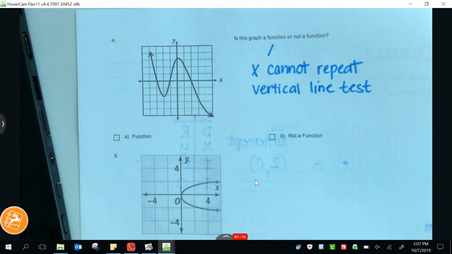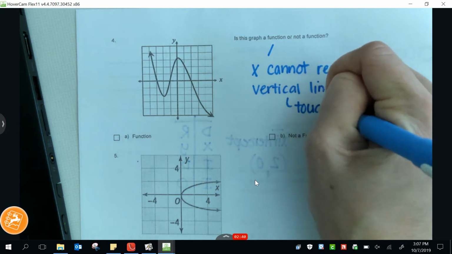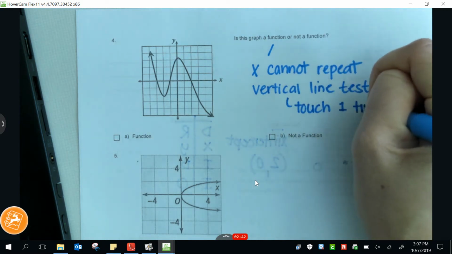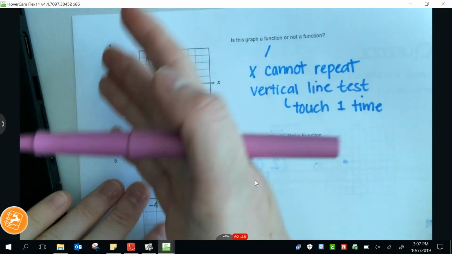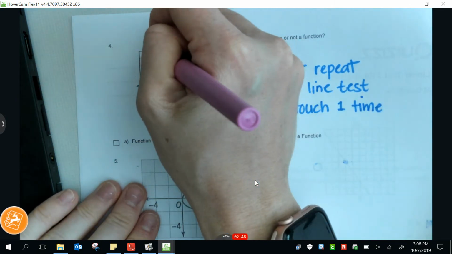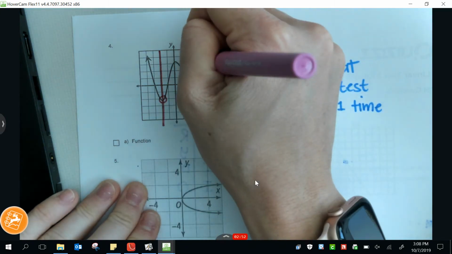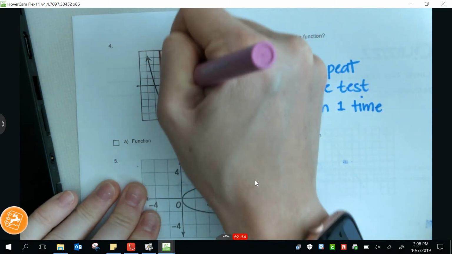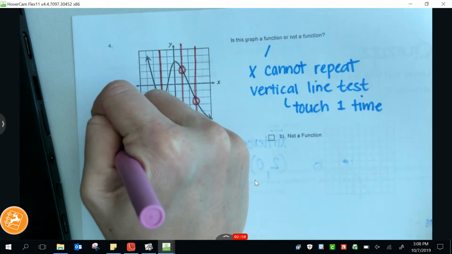And with the vertical line test, it's only allowed to touch one time, and one time only. So if we draw a vertical line, it doesn't matter where you draw it, at any point, it's only allowed to cross one time. So I'll draw a couple of them. Doesn't matter where I draw it, it only touches once, so that is indeed a function.